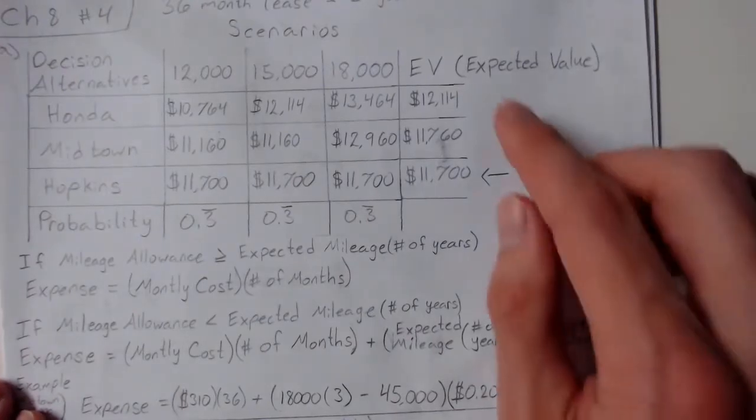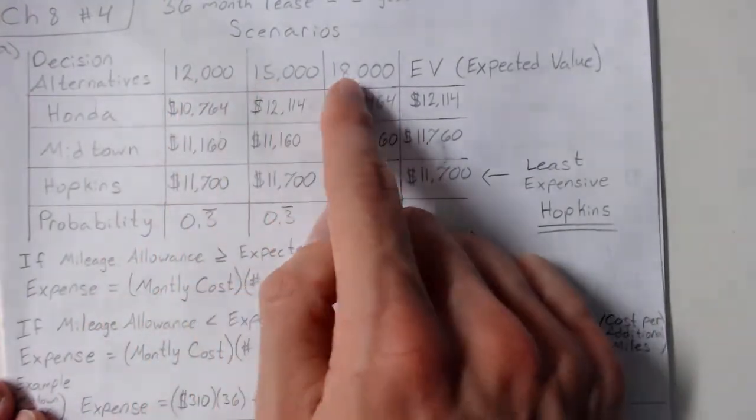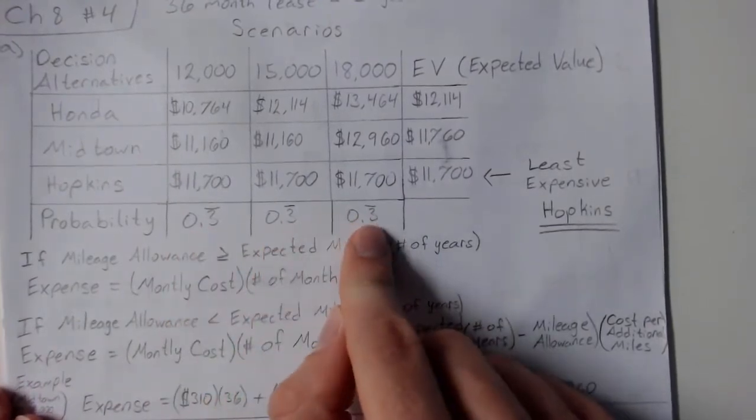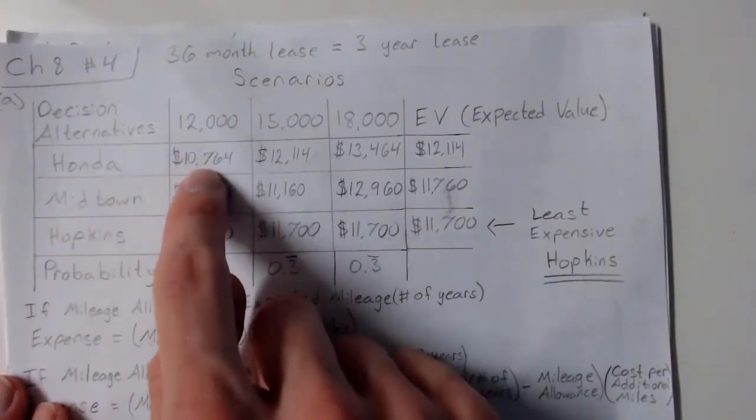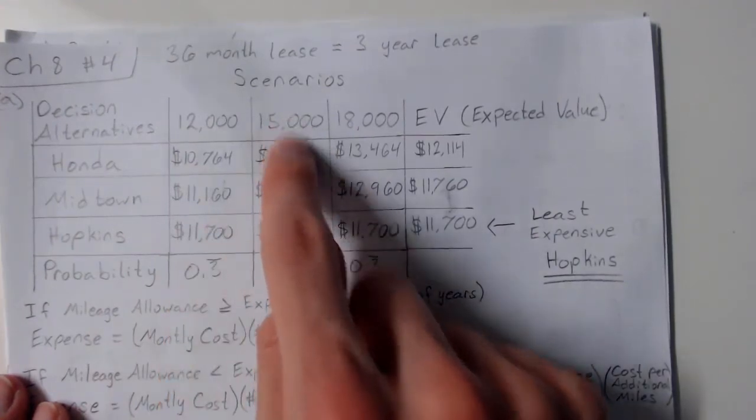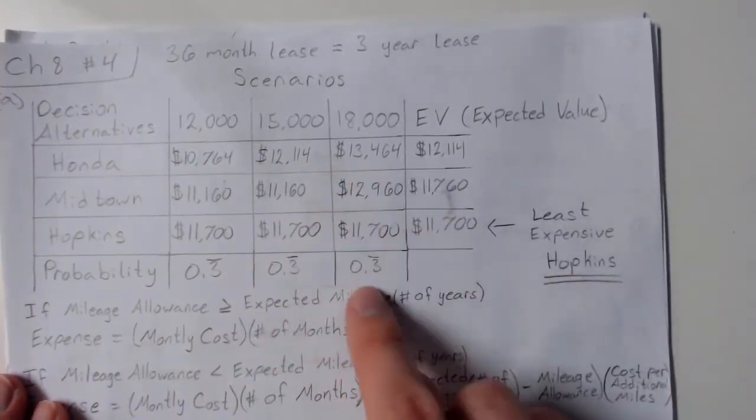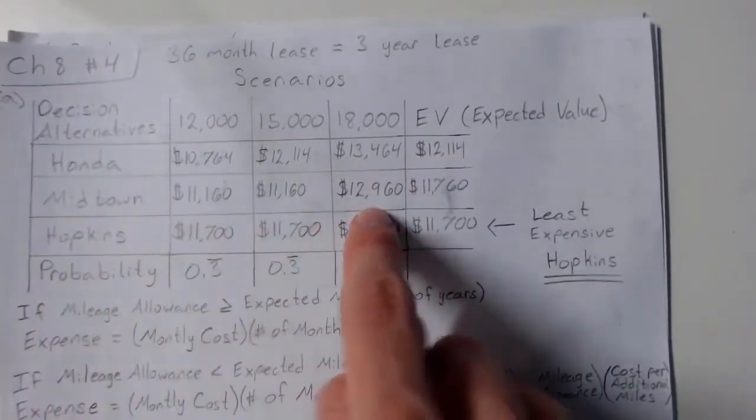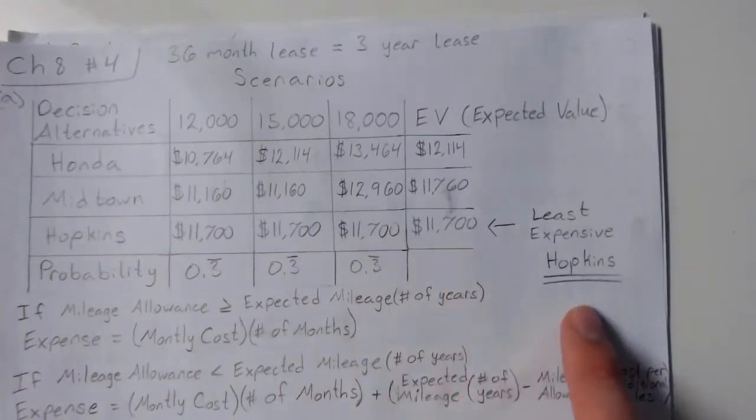After you do that, to find the expected value, we first need to know the probability of her expected miles. Part A says she's unsure. I assumed that to be an even distribution. To find the expected value, let's look at Honda. So the cost for 12,000 miles times the probability plus the cost for 15,000 miles times the probability plus the cost for 18,000 miles times the probability gives us 12,000. We do that for each car place. We see that Hopkins is the least expensive.